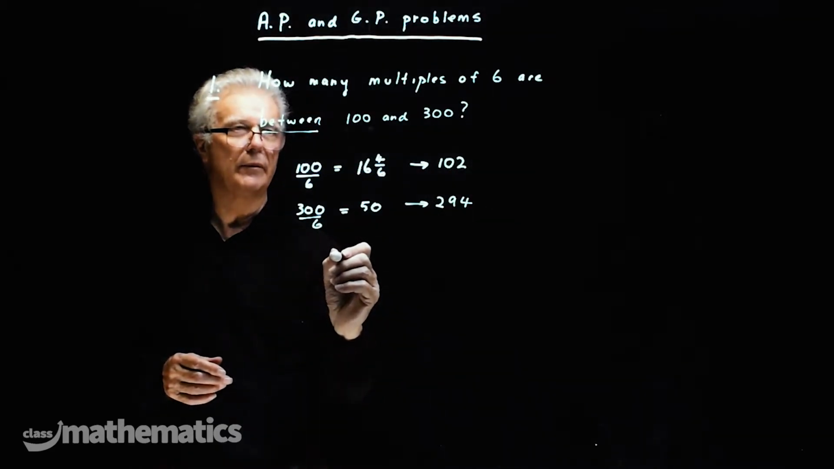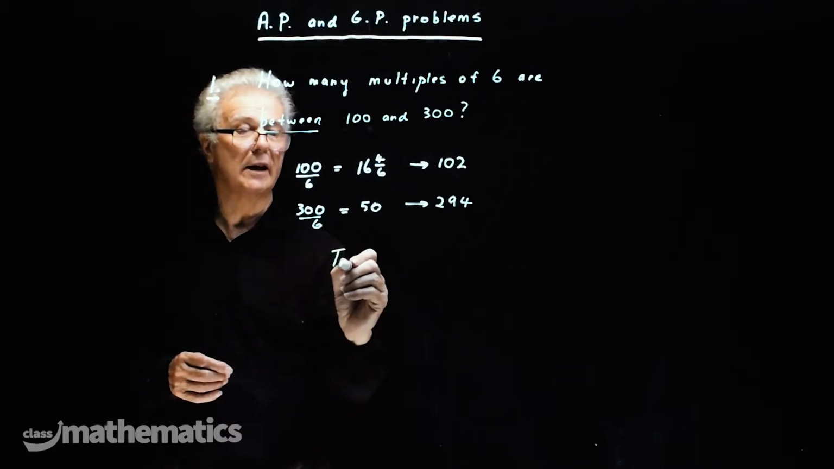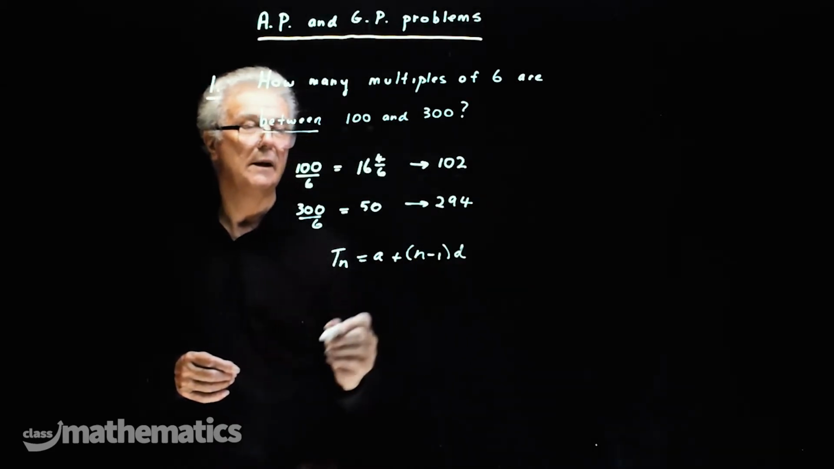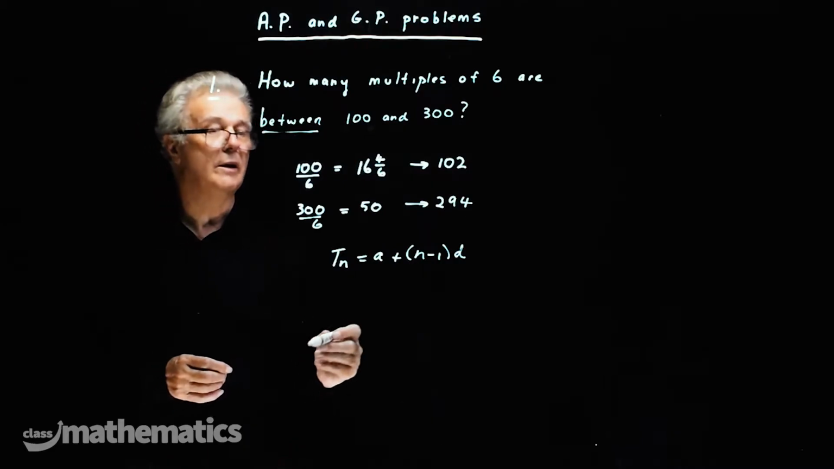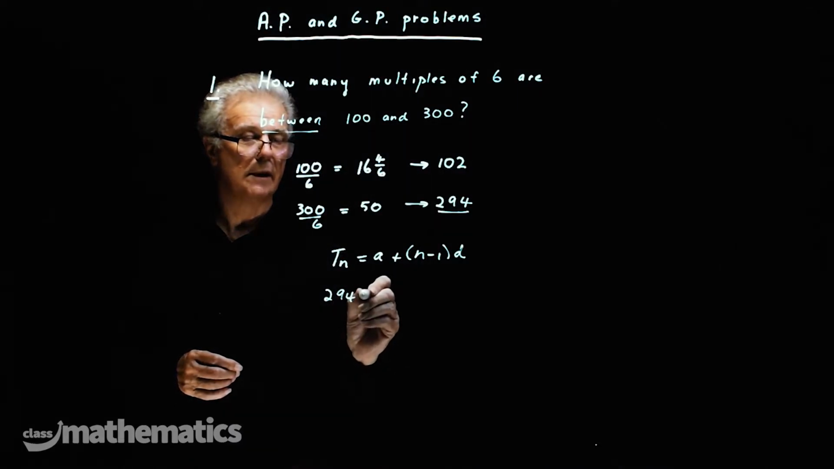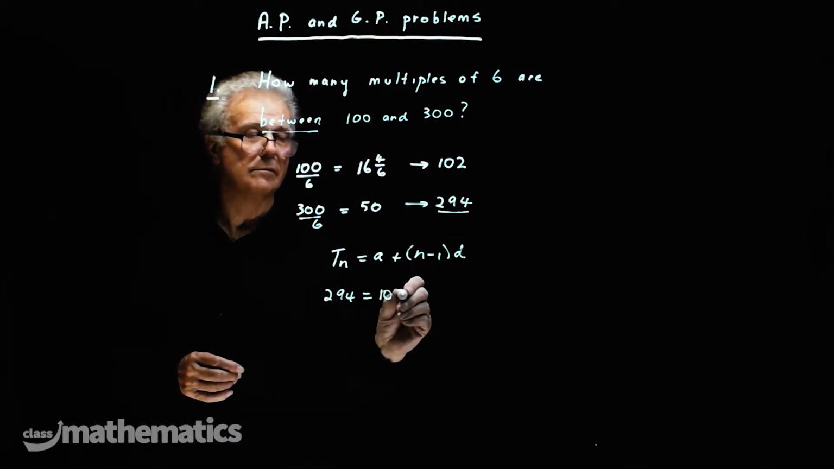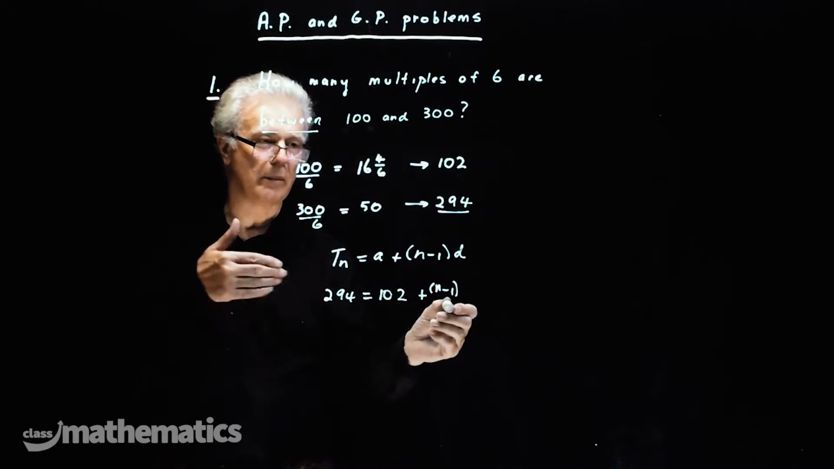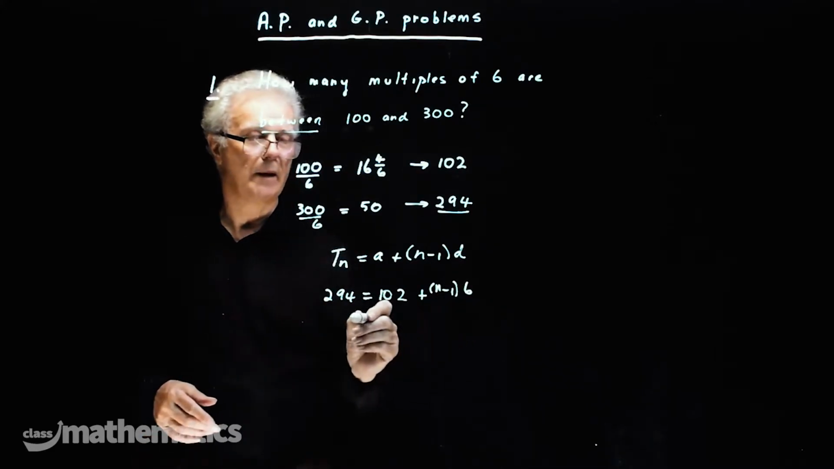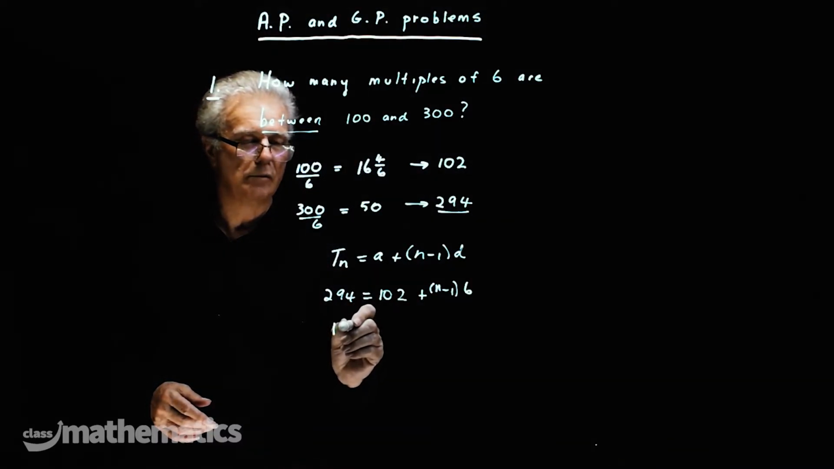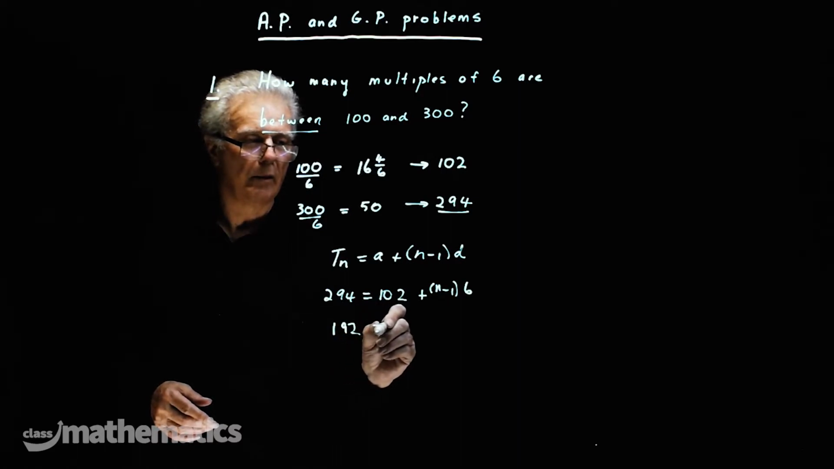So we're using the formula for an AP, it's Tn equals a plus (n minus 1)d. Remember, we're after n, and we know that this one is this one here. So 294 equals the first term, which is 102, plus (n minus 1) times the common difference, which is 6, going up by 6 each time. Taking this one away, I'm going to get 192 equals 6 times (n minus 1).